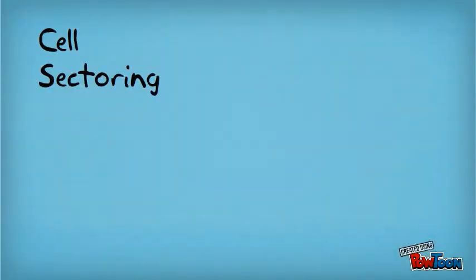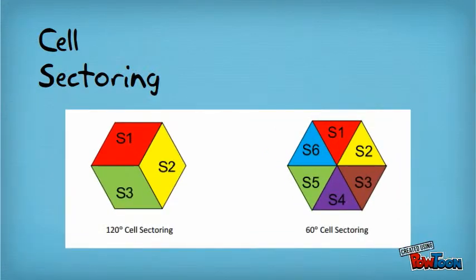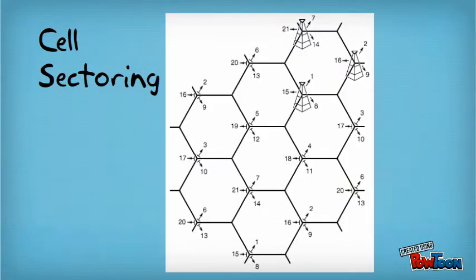Cell sectoring. The cell sectoring technique increases the capacity via a different strategy. In this method, a cell has the same coverage space, but instead of using a single omnidirectional antenna that transmits in all directions, either 3 or 6 directional antennas are used, such that each of these antennas provides coverage to a sector of the hexagon.